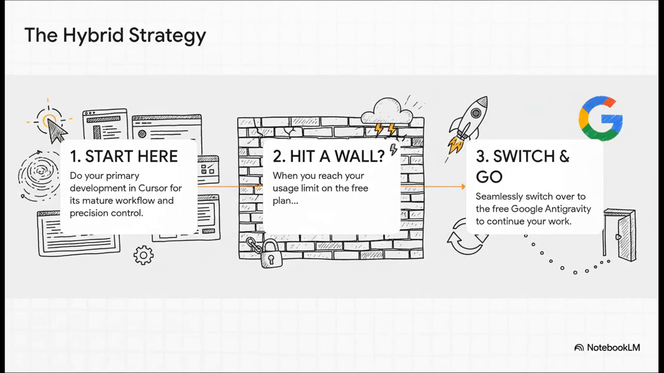The strategy is so simple, it's brilliant. Step 1. You start your work in Cursor. Use its polished, powerful features and that precision control for all your main development. Step 2. Sooner or later, you're going to hit that usage limit on the free plan. Step 3. The moment you do, you just seamlessly switch right over to the completely free Google Anti-Gravity and pick up exactly where you left off.